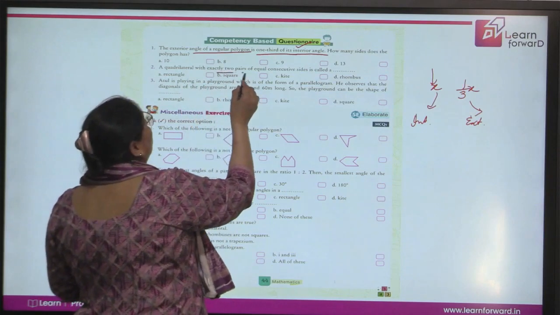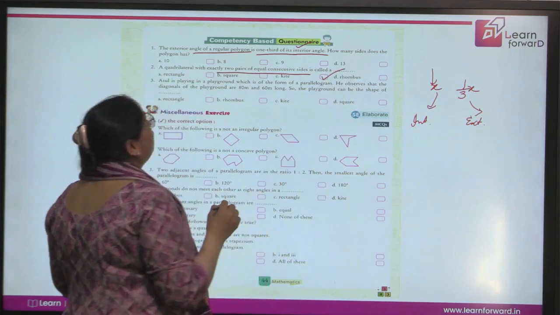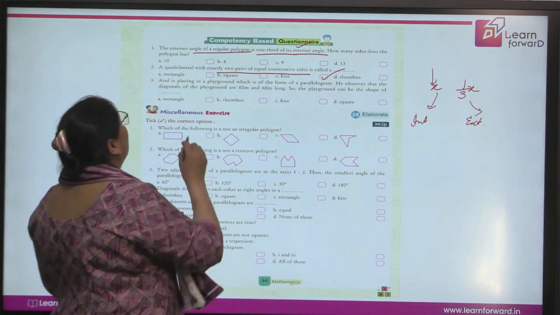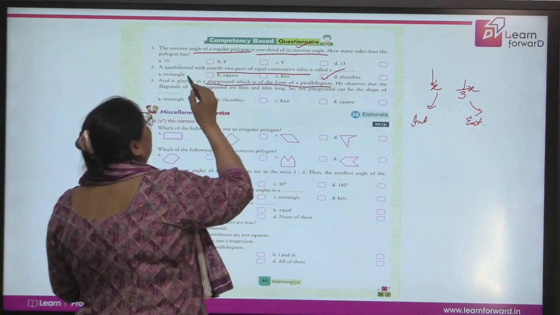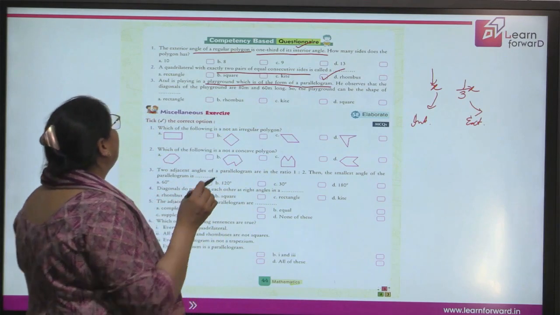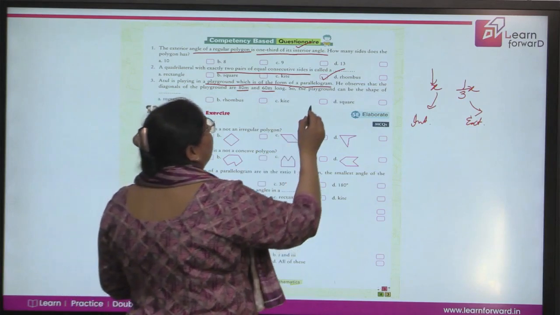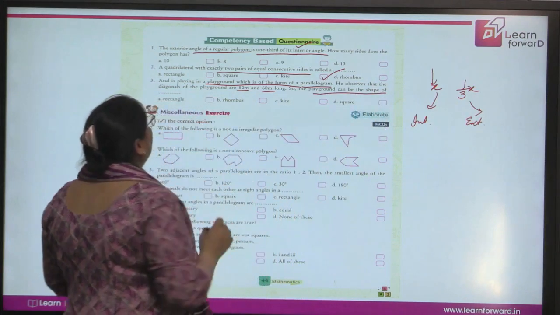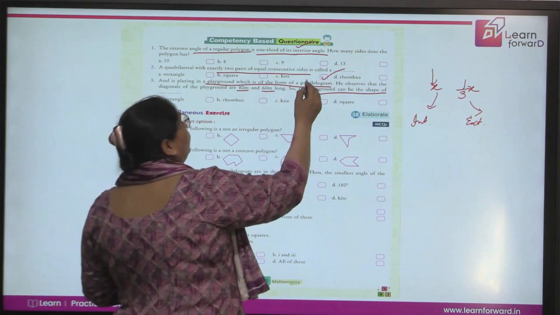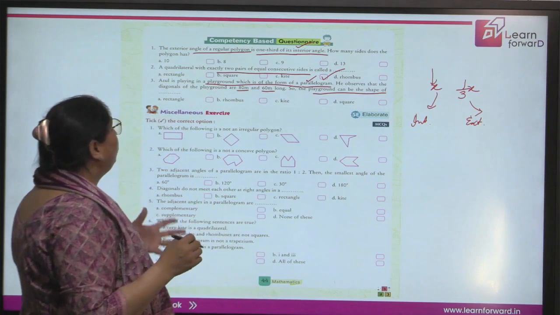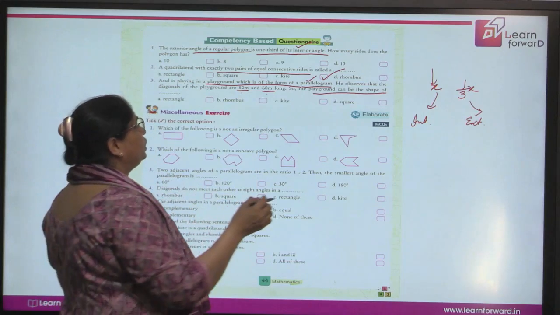The quadrilateral with two pairs of equal consecutive sides is a kite. Equal consecutive sides are in a kite. Atul is playing on a playground in the form of a parallelogram. The diagonals are given, these two. So the playground can be the shape of what? Atul is playing in a playground which is in the form of a parallelogram. If the diagonals are not equal, since diagonals are equal in a square, this is the possibility that gets ruled out.